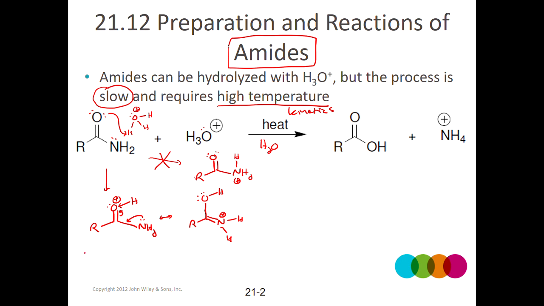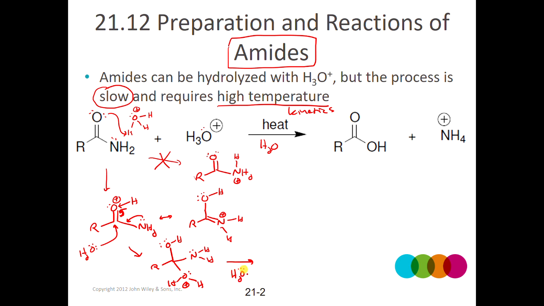So once that occurs, then a water can attack to shift those electrons up onto the oxygen. So I have water here with a positive and an H2. So far this is pretty reasonable. It doesn't require any high energy transition states. The next step is also pretty reasonable. So we have a positive on this oxygen. It's not the most stable situation.